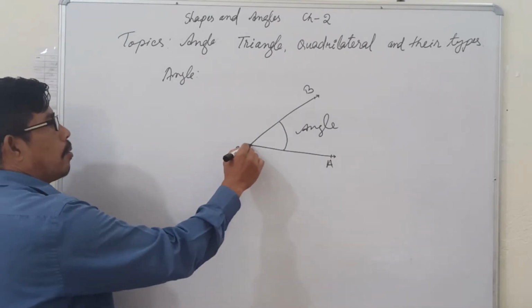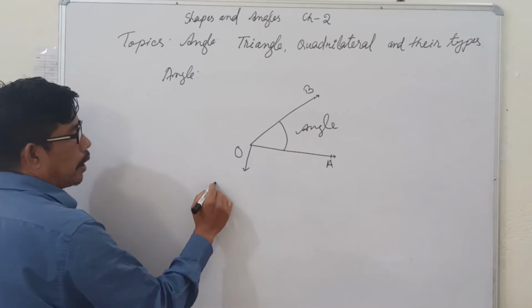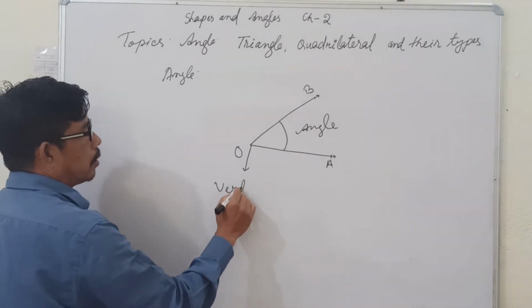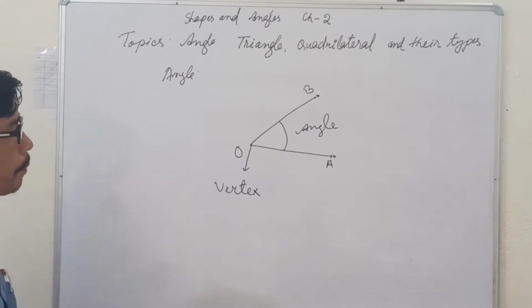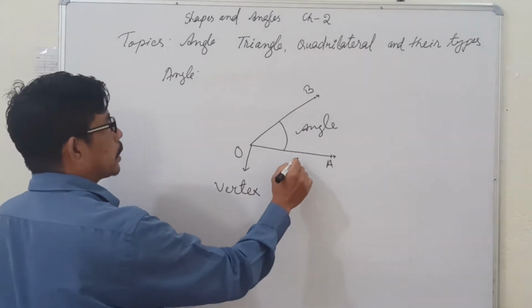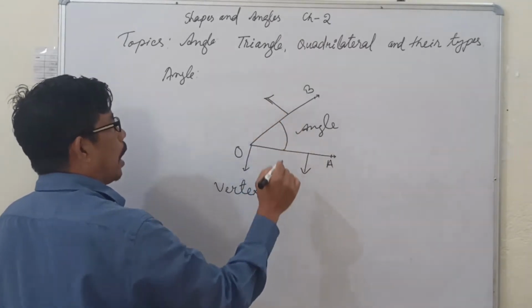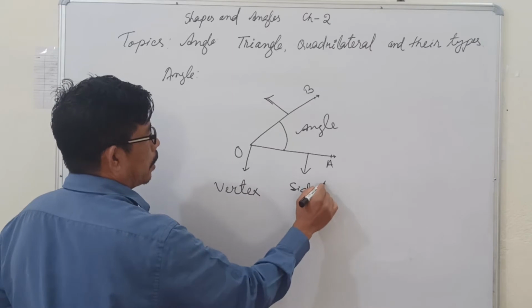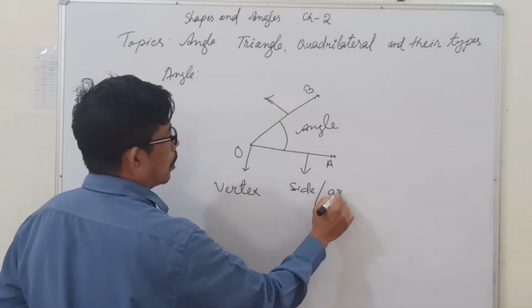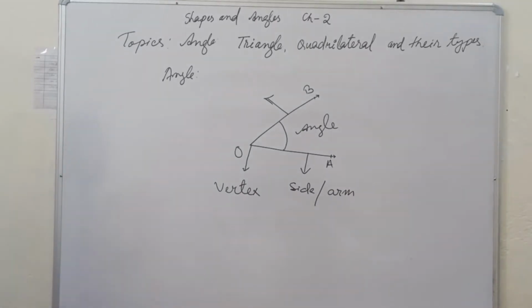And this common point from where the two rays are drawn is known as the vertex of the angle. And the two rays, that is OA and OB, are known as the sides or arms of the angle.